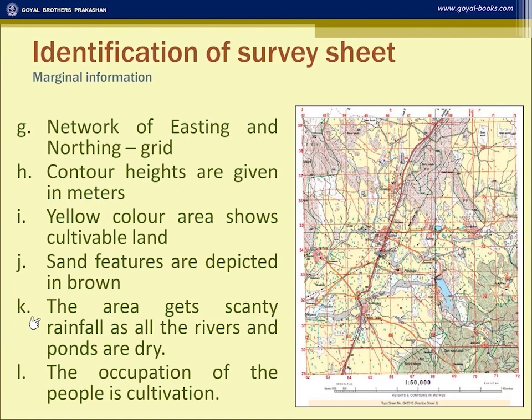How do we know they are dry? Because they are shown in black. The ponds are shown in black and the rivers are also shown in black. The streams are given in black color. The occupation of the people, if we have to study, it is cultivation. You can answer in the same manner. If the question comes, what is the occupation of the given survey sheet? We can say it is cultivation because it is colored yellow.